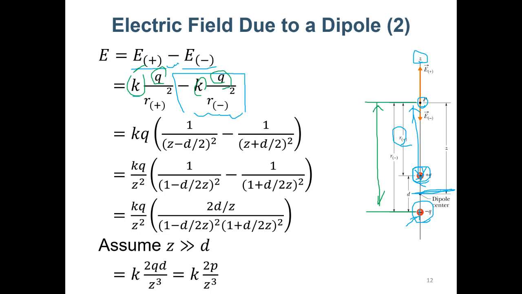And R plus is actually z, where z is what we concern, minus half of d. R plus is z minus d over 2. It is simple geometry. And for R minus, similarly, it is z plus d over 2.